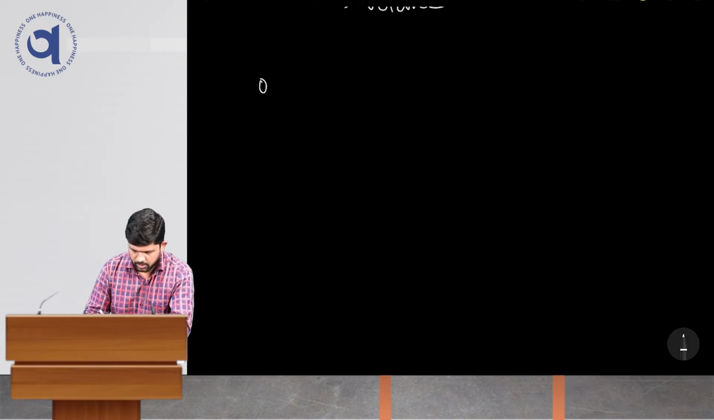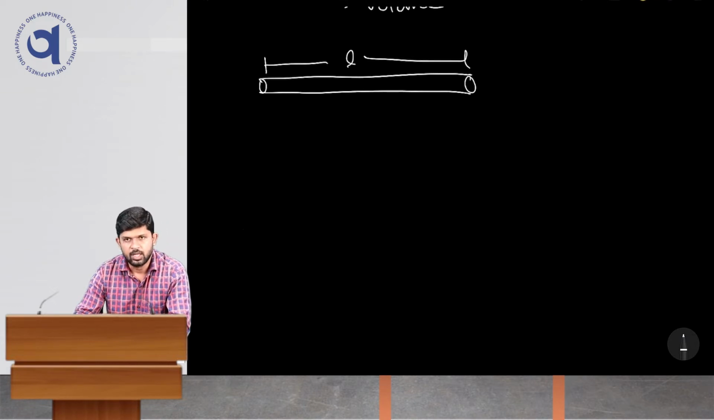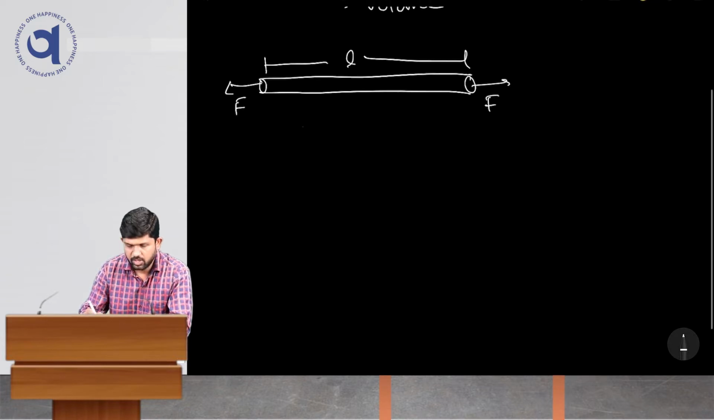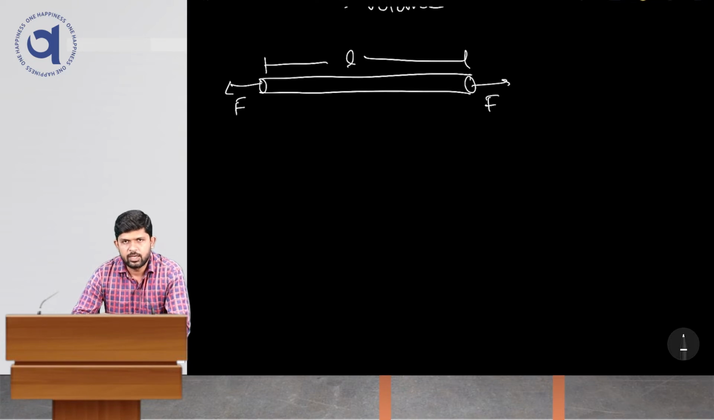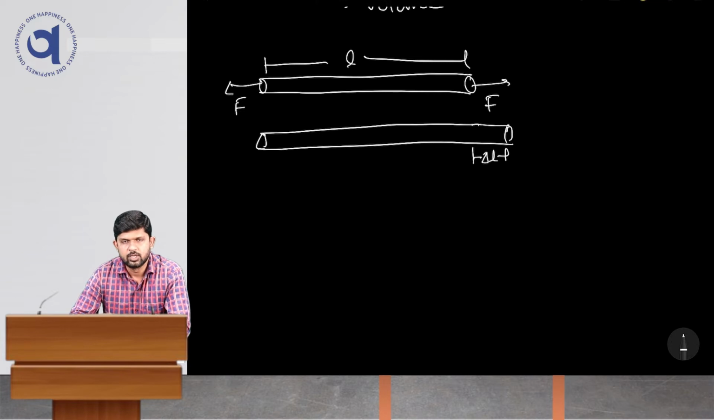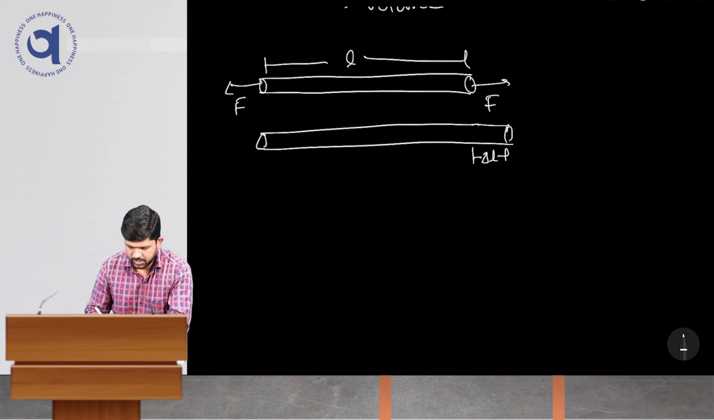Let us take a rod of uniform density and length L, for example. If I try to stretch this rod from both sides, then the length of this rod will change. Let's say the length of this rod is increased by delta L. So the amount of delta L increment we see in the length of this rod is due to the applied force, right? That change in length we define as the deformation.